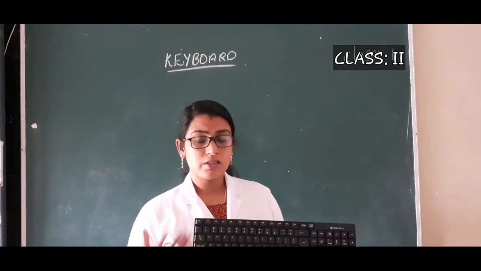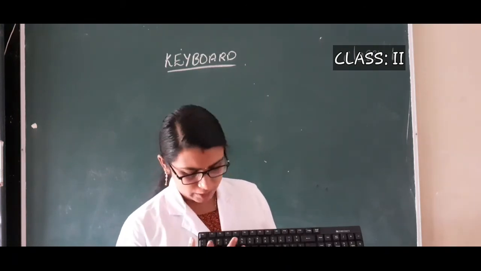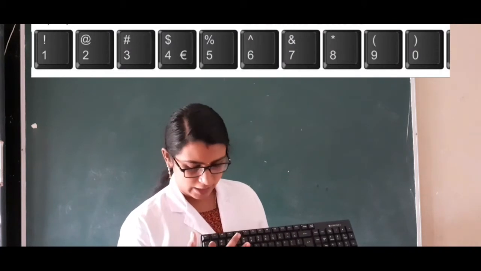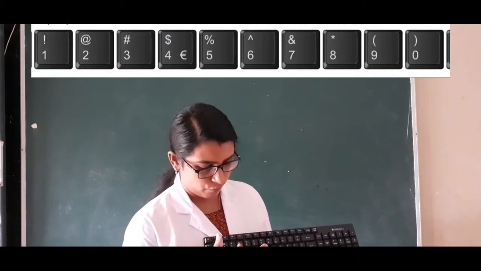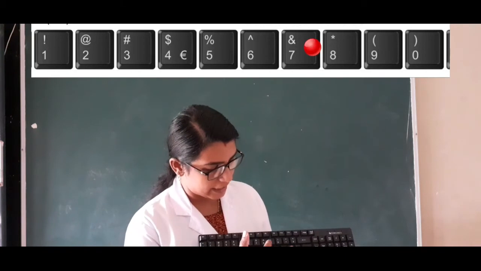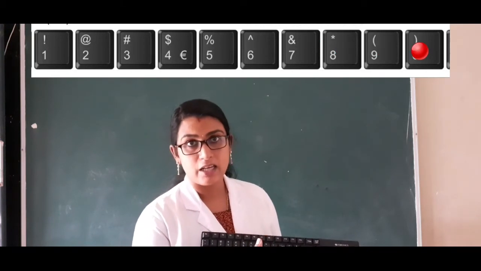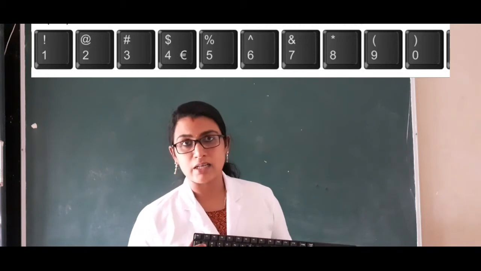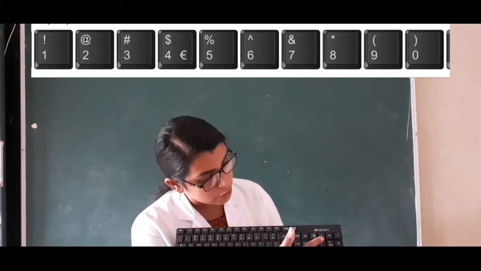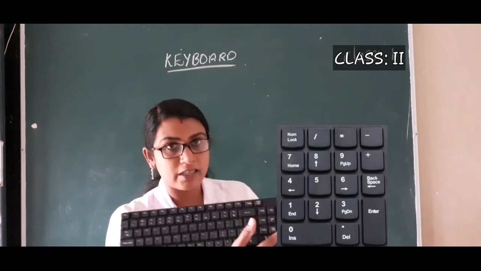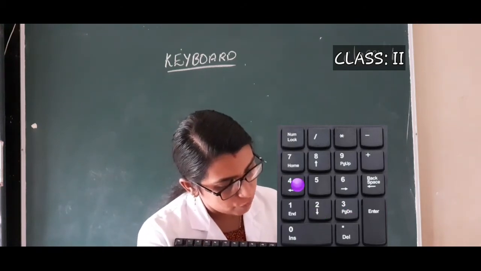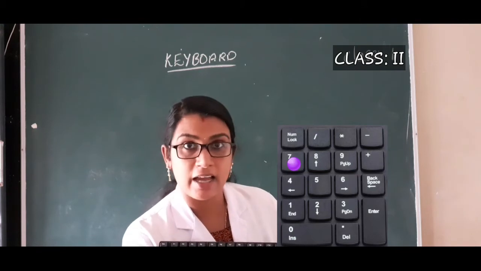Dear students, look here. You can see different numbers, 1, 2, 3, 4, 5, 6, 7, 8, 9, 0. Here also you can see the numbers, 1, 2, 3, 4, 5, 6, 7, 8, 9, like this.